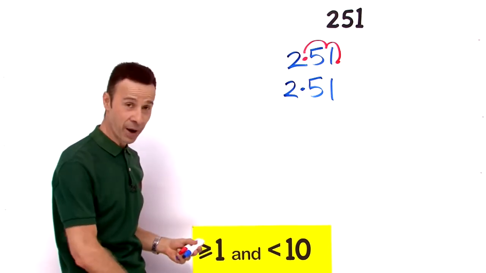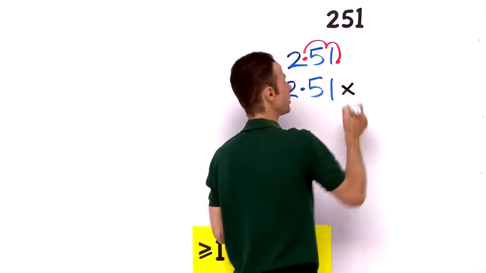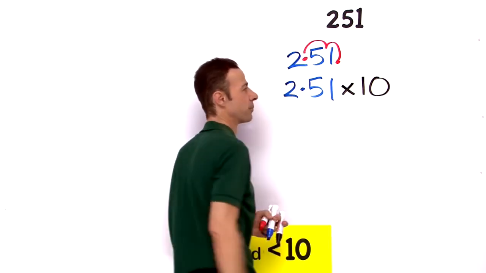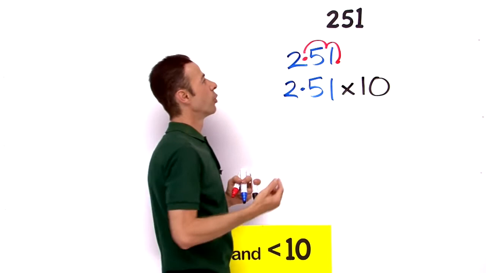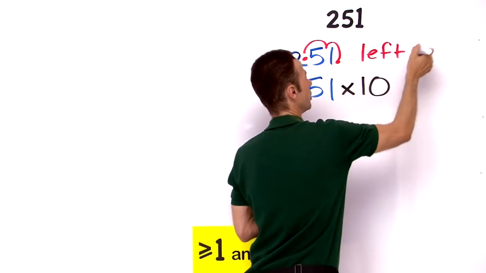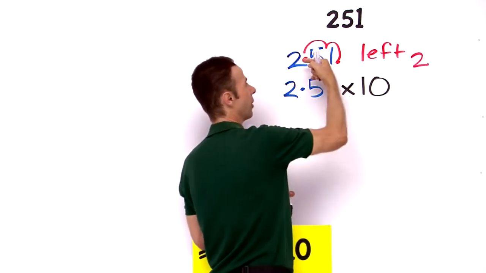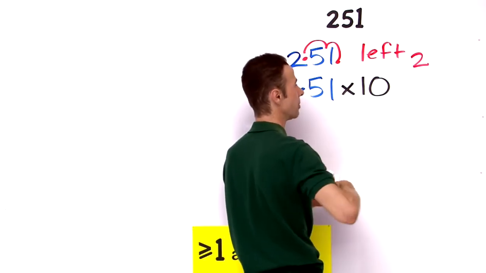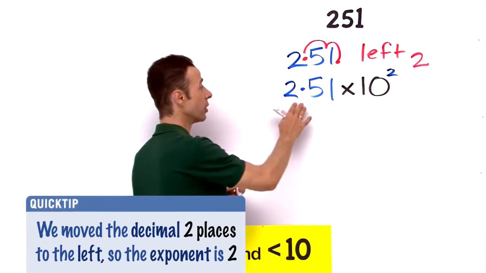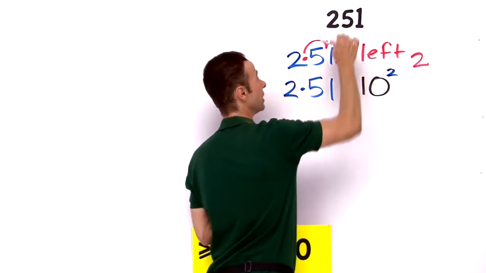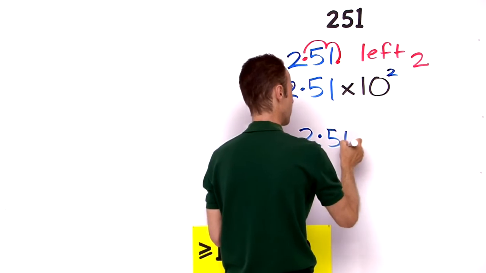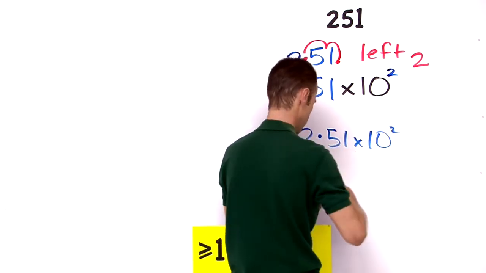2.51. Now that number is smaller than 251, obviously, so we need to balance it. So we're going to multiply it by, and this is the thing about scientific notation, we multiply by 10 to some exponent power up there. Now what's the exponent power? Very easy. We moved to the left, did we not? How many places did we move to the left? We moved 2 places, did we not? So that means up here we write to the power of 2. So that's scientific notation. 2.51 times 10 to the power of 2 is 251. So let me just write it again. 2.51 times 10 to the power of 2.